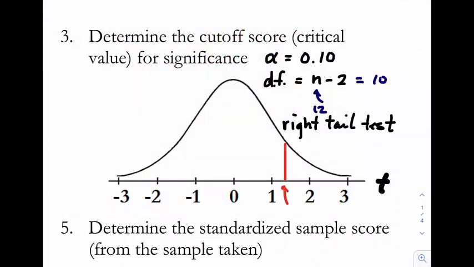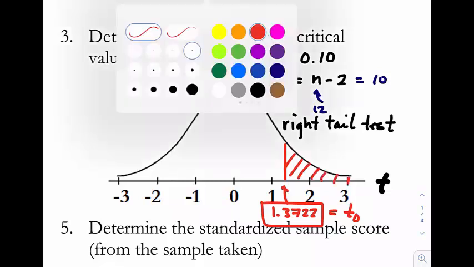All right, there's our cutoff point for significance, and that's equal to t naught. That's our cutoff point. That is our solution for part 3. I'll shade 10% on that side.